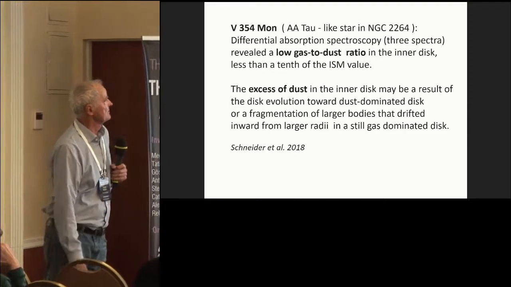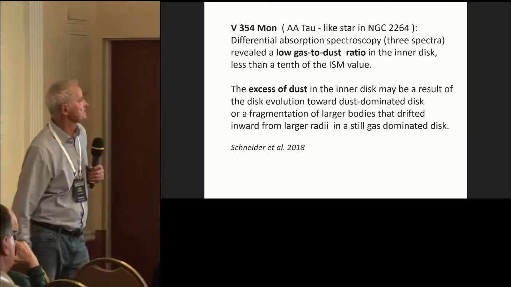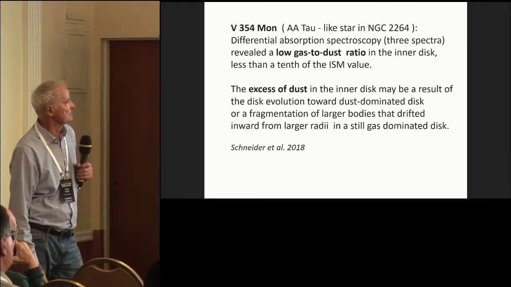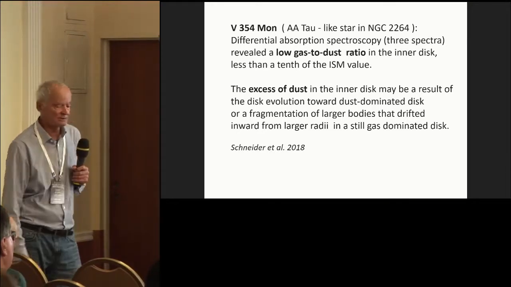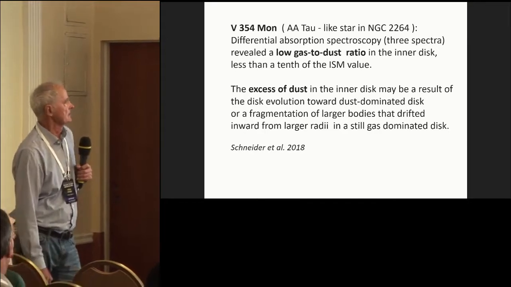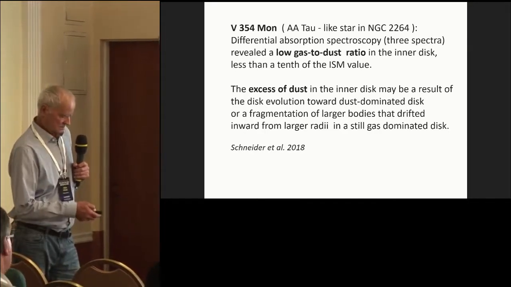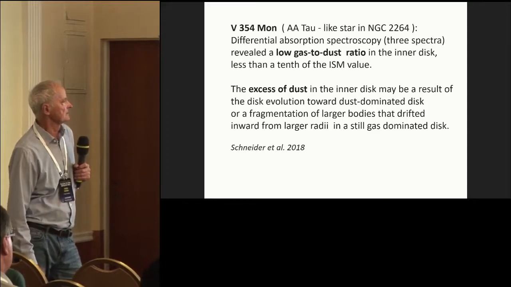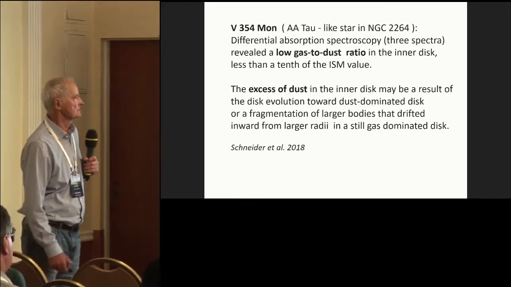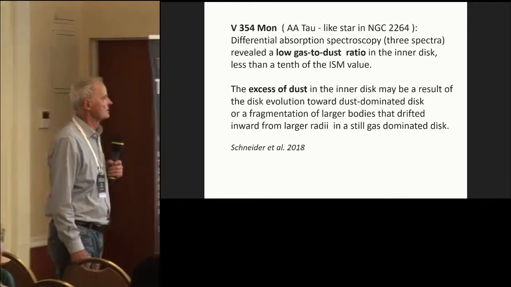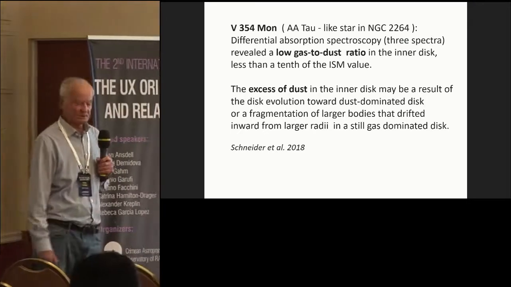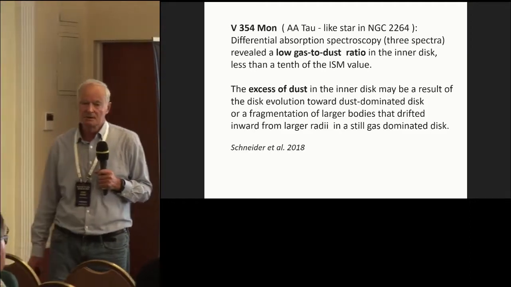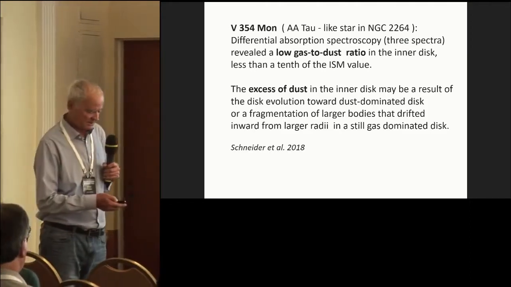Another example of a dipper is this one. It's a particular one because a low gas-to-dust ratio in the inner disk was detected. The authors suggested that excess of dust in the inner disk may be a result of the disk evolution towards a dust-dominating disk, or fragmentation of large bodies, that is, collision of planetesimals, which supply more dust in the inner disk.